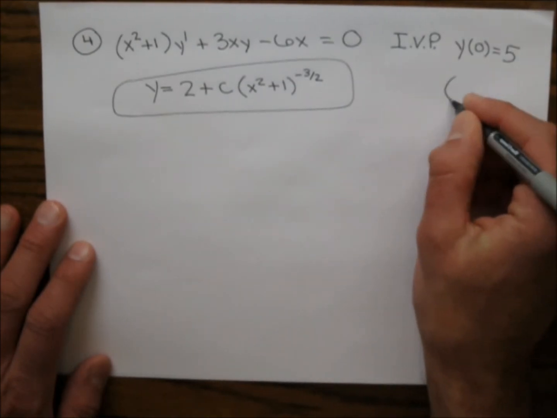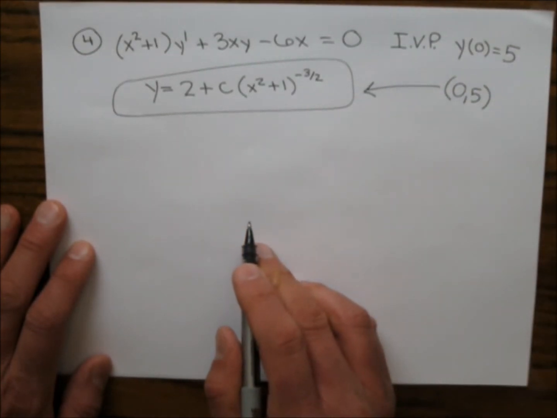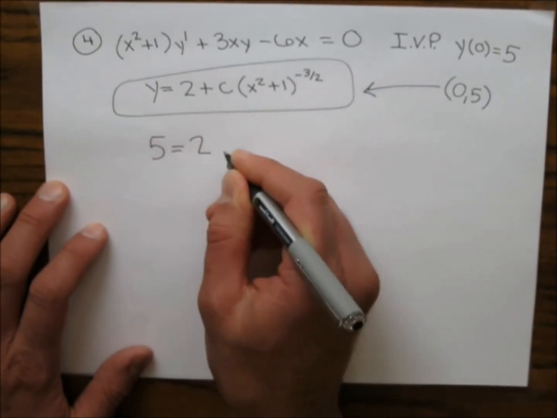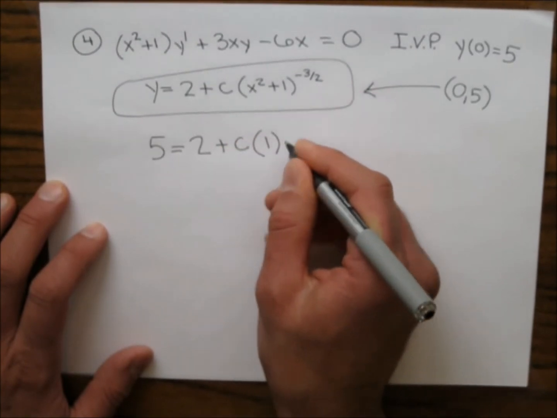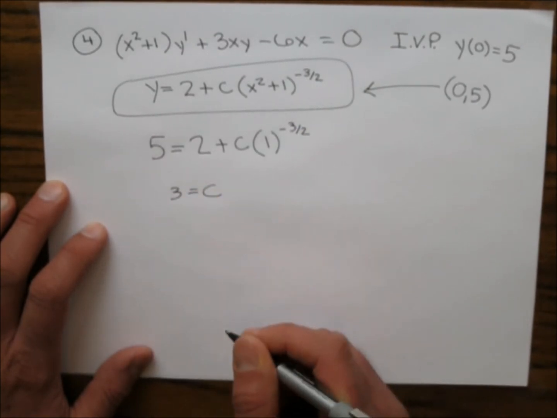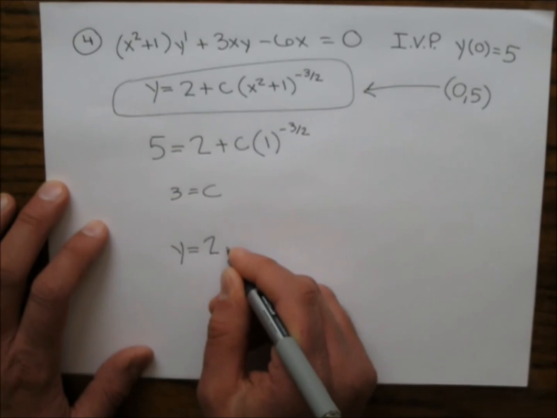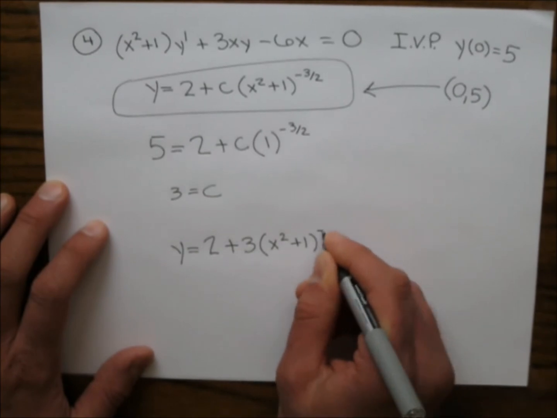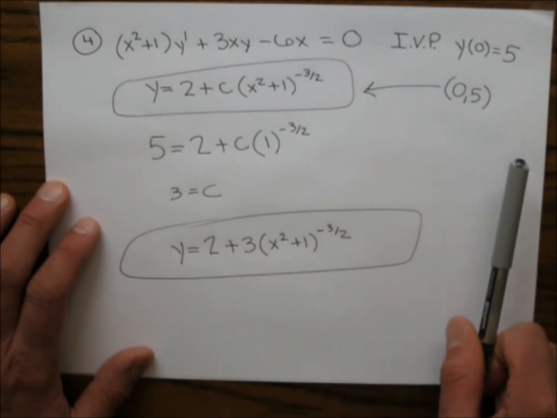And now we have the point (0, 5) that we're going to plug into this general solution to get a particular solution. So y is 5. This equals 2 plus c. x is 0, so this is 1 to the negative 3/2 power, which is 1. So c is going to equal 3. So our answer to this one would be 2 plus 3 times (x squared plus 1) to the negative 3/2 power. So that is the answer to the initial value problem.